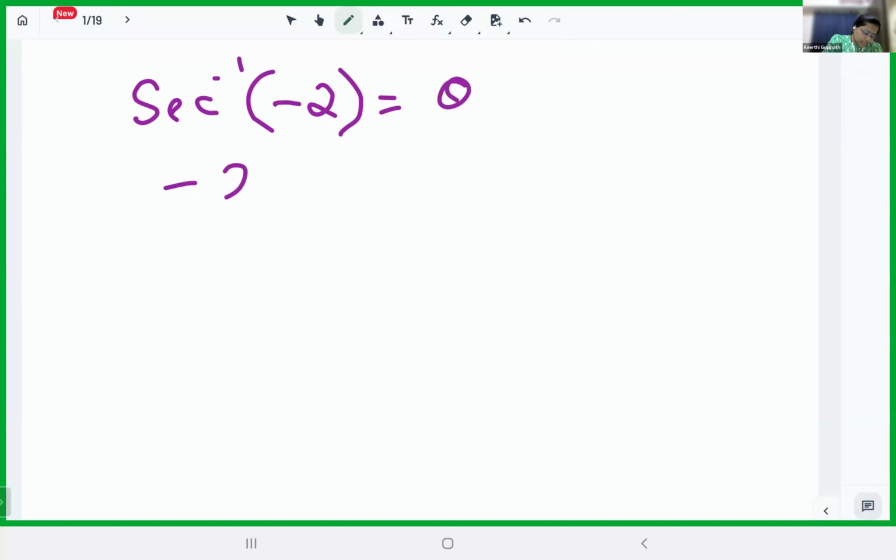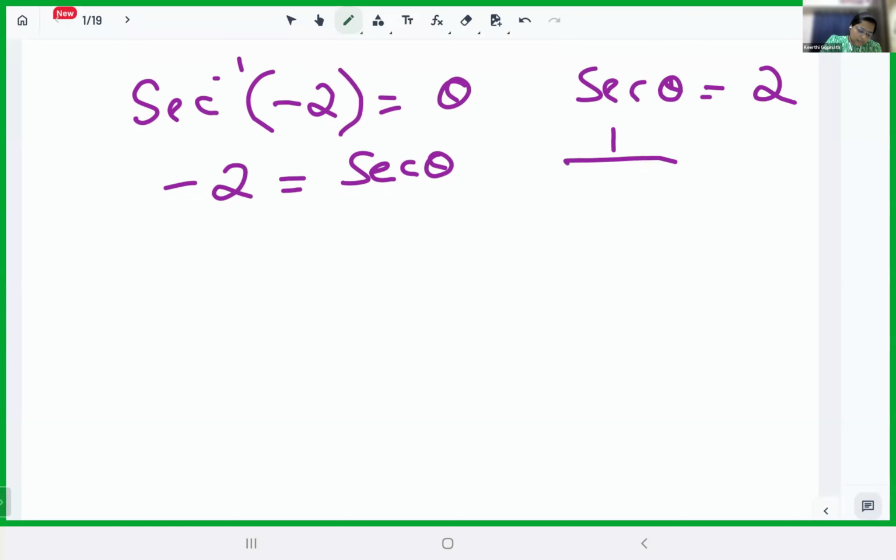So we can write this as minus 2 is equal to sec theta. Okay, since sec theta is minus 2, we have to find out the value of theta for which the function sec will give you 2. So sec theta is equal to 2, right? Which means 1 by sec theta is equal to 1 by 2, right? So what is the reciprocal of sec? That is nothing but cos. Cos theta is equal to 1 by 2.